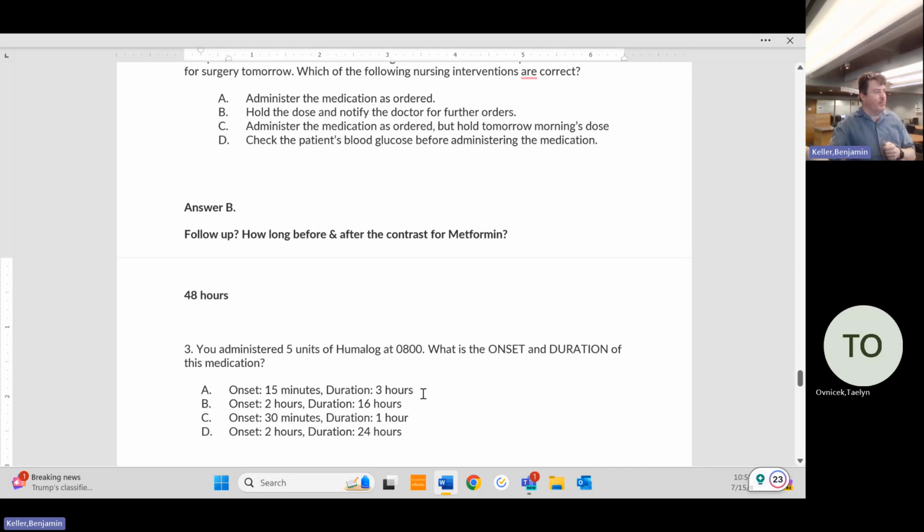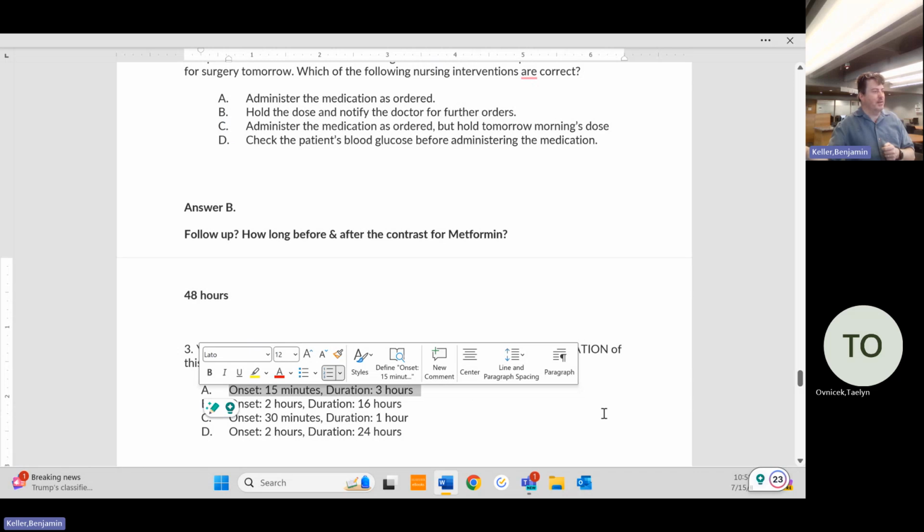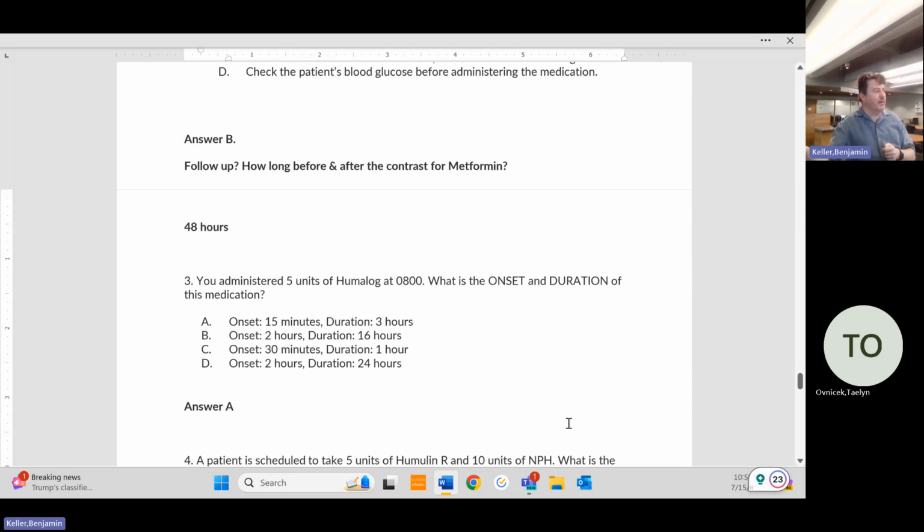And so the onset of that one is going to be what? The onset of rapid acting insulin is 15 minutes. It's got a duration of 3 hours. So our answer is A.